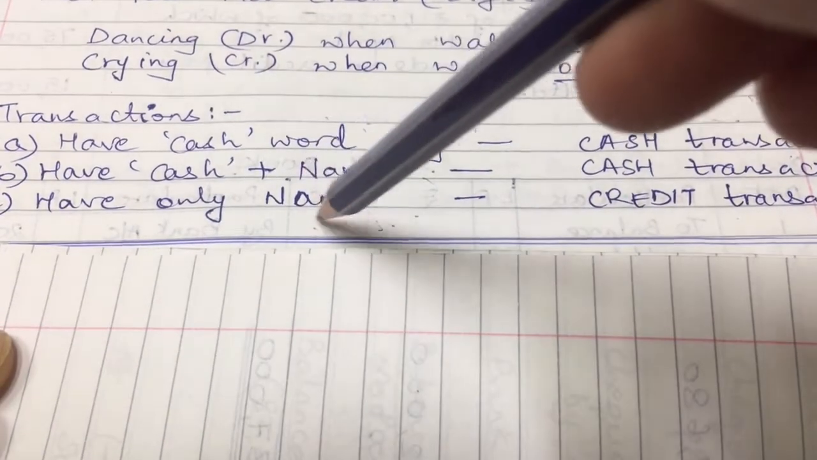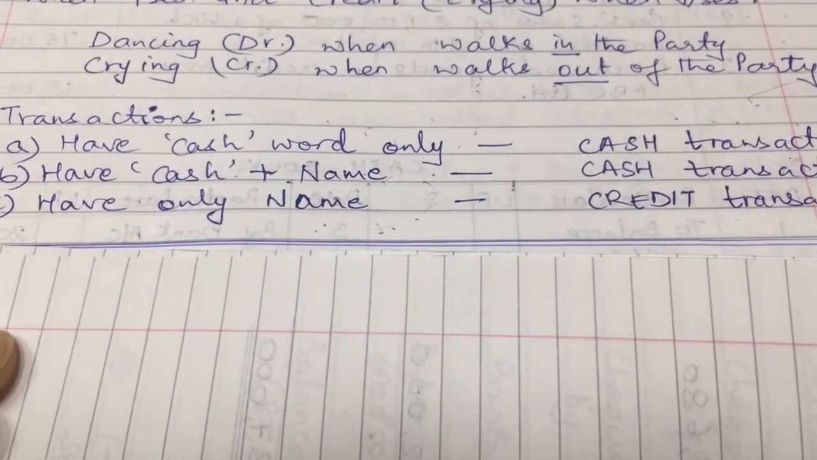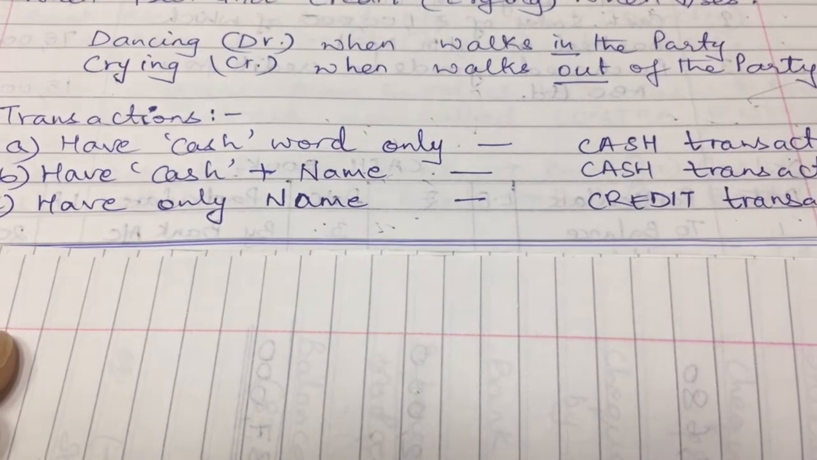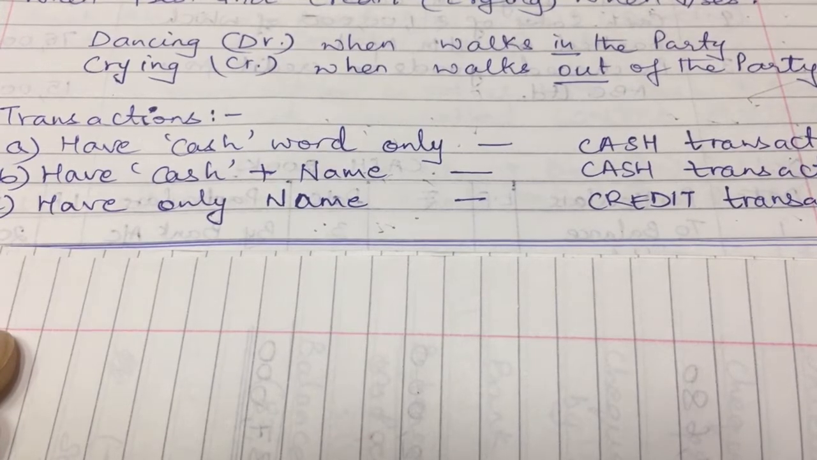But if there is no word cash mentioned in any of the transaction, just take it as a credit transaction. So the tip is, if there is a word cash mentioned in any of the transaction, consider it as a cash book entry. If the word cash is missing, only a name is mentioned of a third person, then take it as a credit transaction or debit transaction, whichever way.